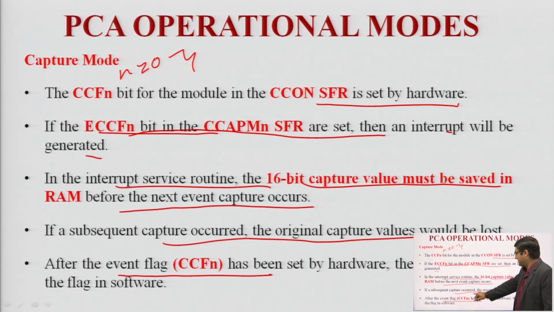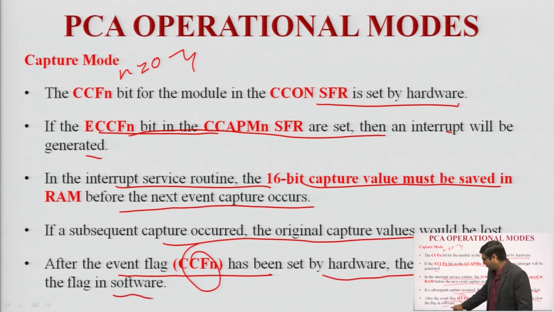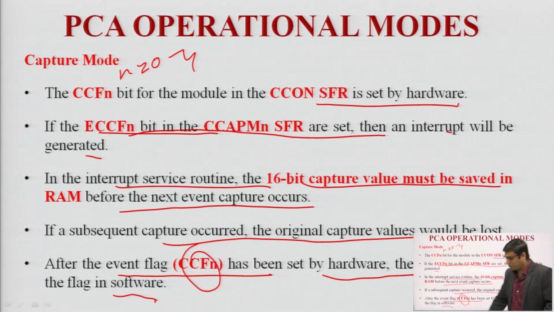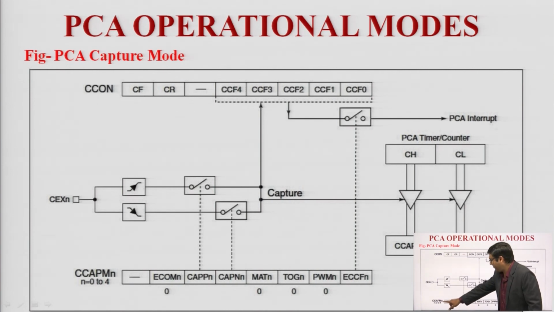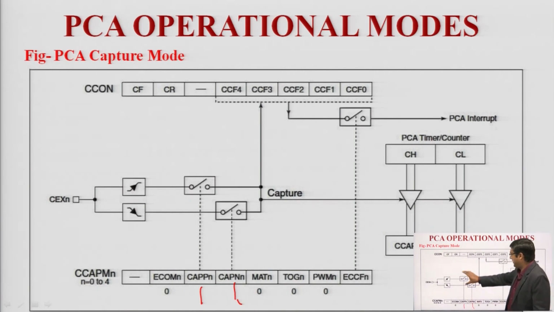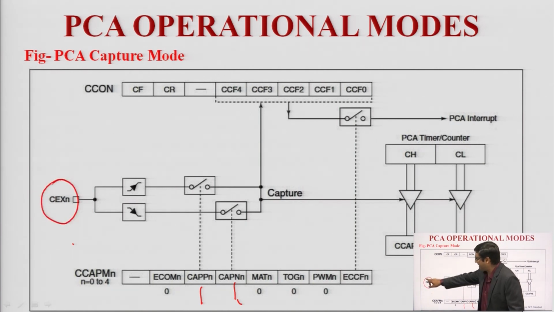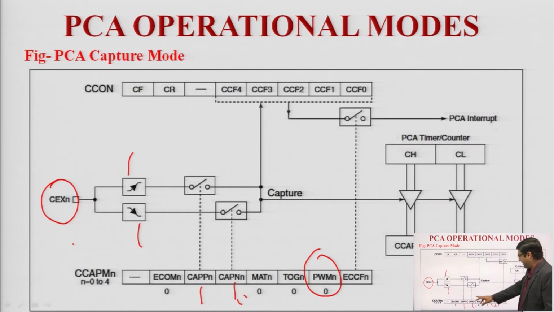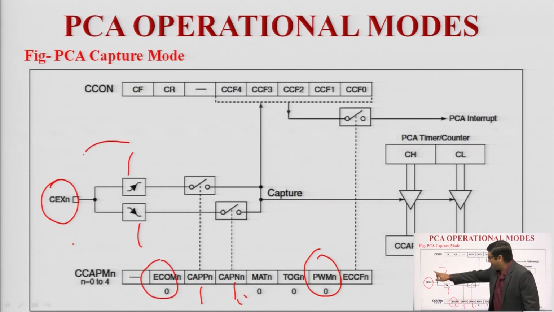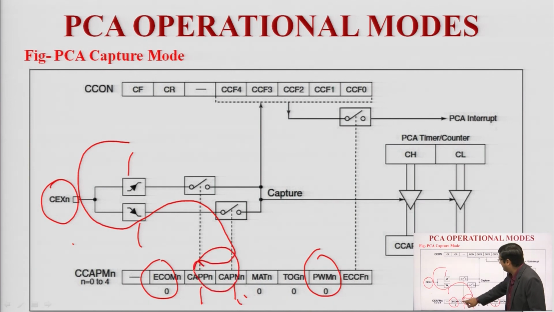After the event flag CCFn has been set by hardware, the user must clear it by software. So it is set by hardware and reset by software. These are the PCA capture mode operations. We have seen that in the CCAPMn register, when this bit is set, it enables the CEX operation. All the other bits are 0 because we do not want to operate in the PWM mode or enable the comparator.